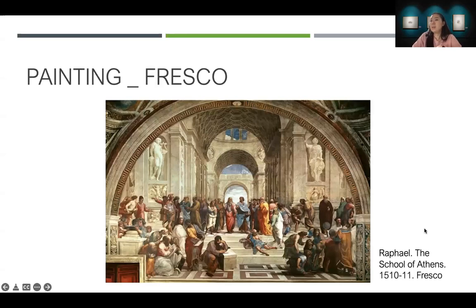So this painting looks familiar to everyone, right? This is one of the Renaissance master Raphael's paintings, the School of Athens. And it is a fresco, a large wall painting in the Vatican. So let's see the creation year. It's 1510 to 11. So since it is a fresco painting, we can still see the 500 year old painting today.